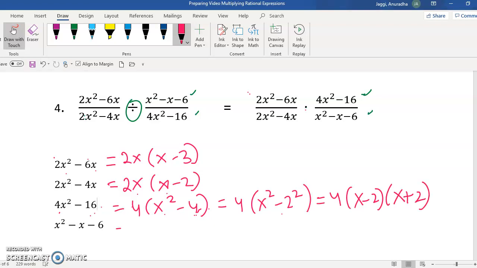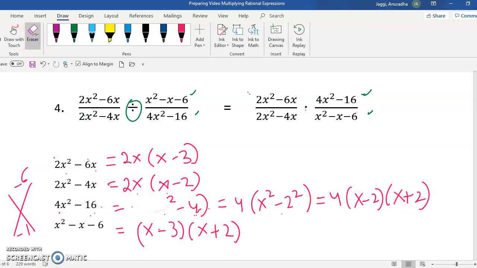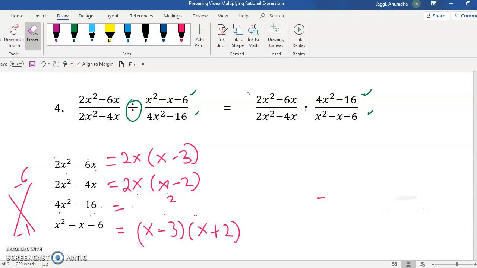And then you have this quadratic trinomial. You can do it by the x method. AC is -6, B is -1. So when you do the whole process, you will see the factors are x minus 3 and x plus 2. So just creating some room, I'm going to erase it and write down the factors. So 4x minus 2 times x plus 2.